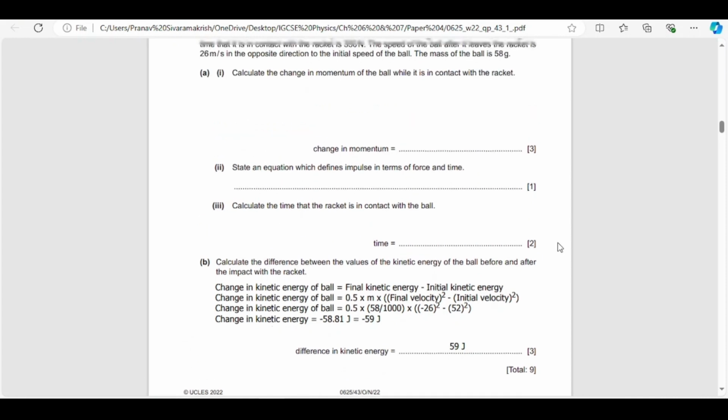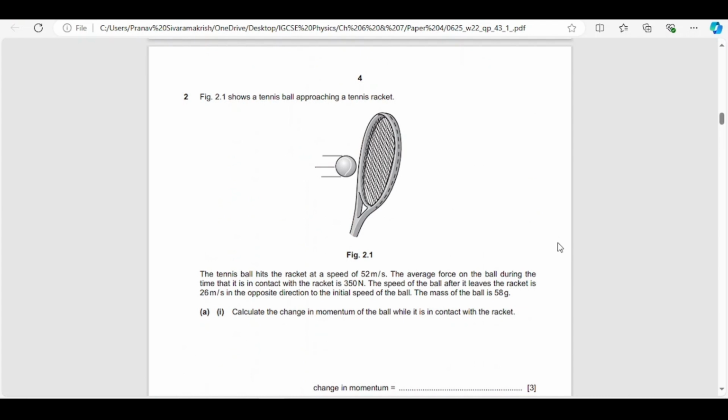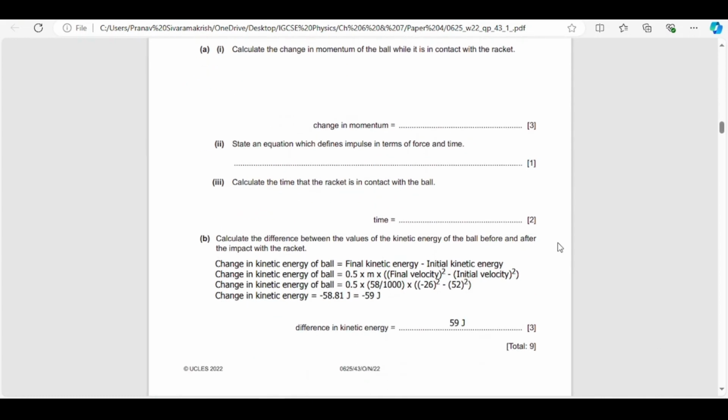We know that the mass of the ball remains the same. The other thing that goes into the formula for kinetic energy is the velocity, and we know that the velocity is obviously different before and after the contact. So we've got 0.5 times m multiplied by the difference in the square of the velocity: final velocity squared minus initial velocity squared. We know the mass is 58 grams, so we need to convert it to kilograms to keep it in SI units, which is why I've divided by 1,000 here. And then I've got minus 26 squared minus 52 squared. So why have I got minus 26 squared?